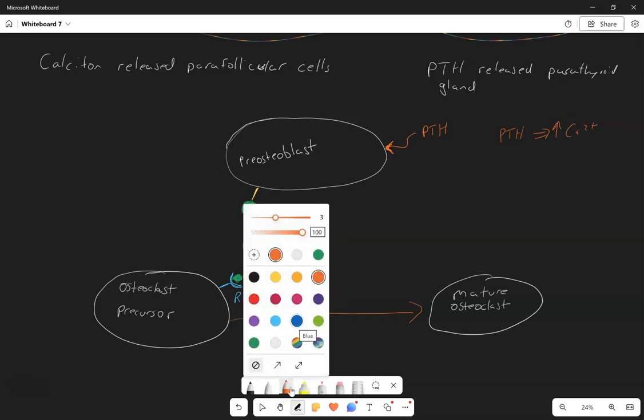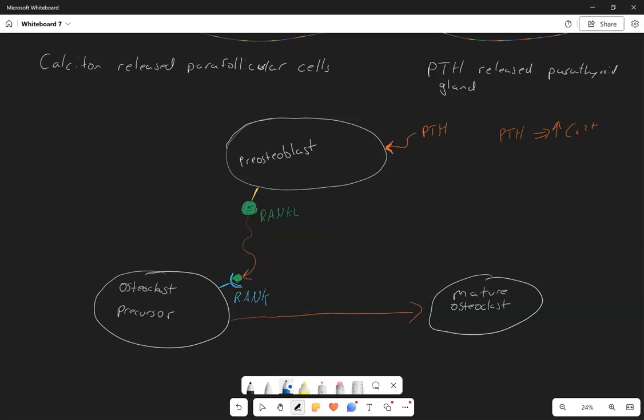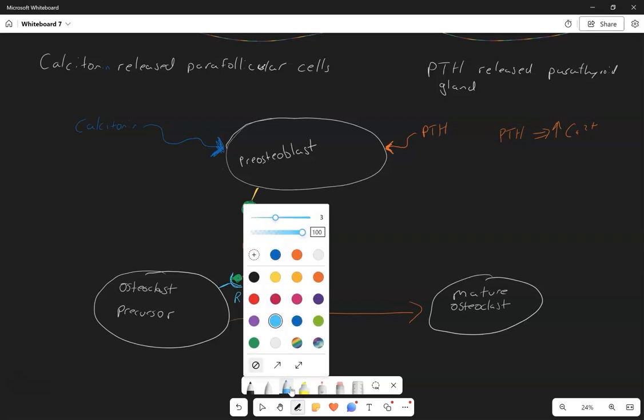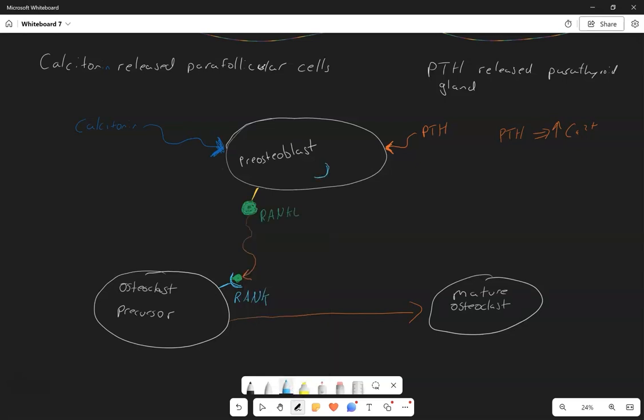Okay? So calcitonin, on the other hand, I realized that I spelled this wrong up here. We're going to add our IN up here. Calcitonin also is going to bind to this exact same cell. And when calcitonin binds to this cell, it triggers the release of this molecule known as OPG, which stands for osteoprotegerin.